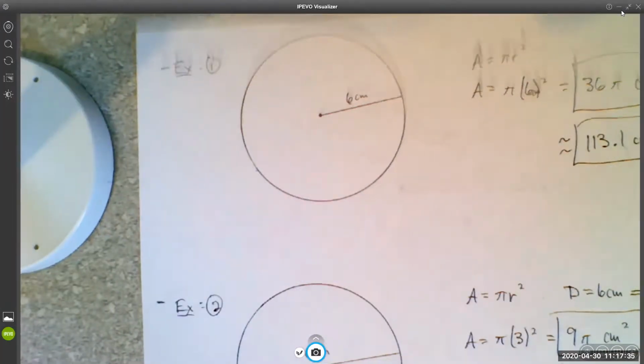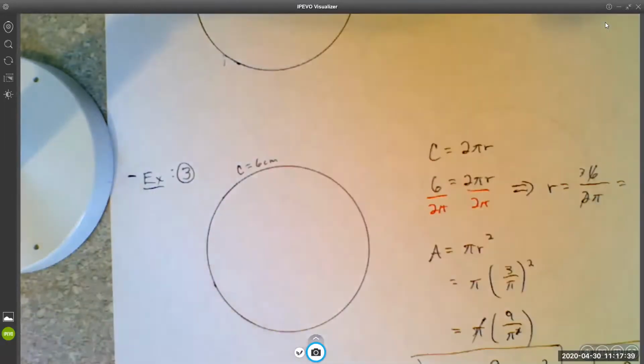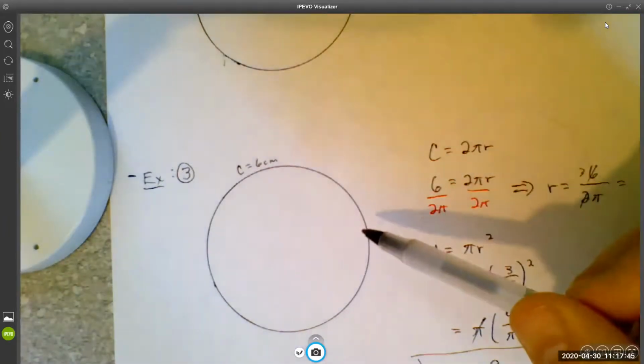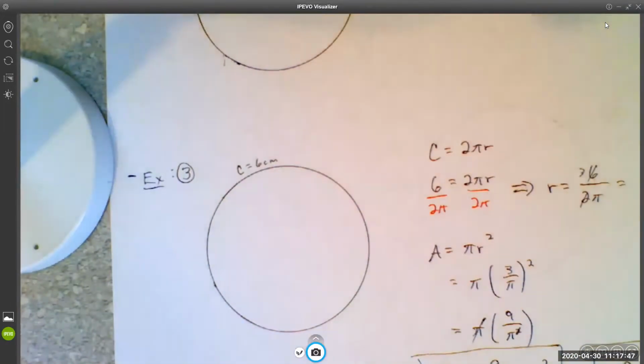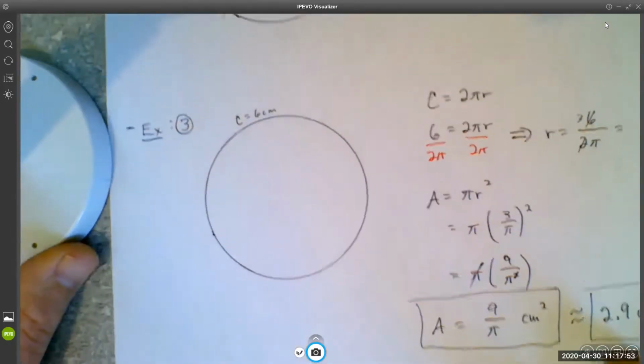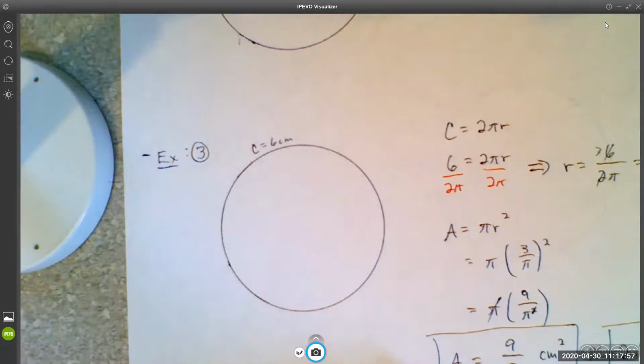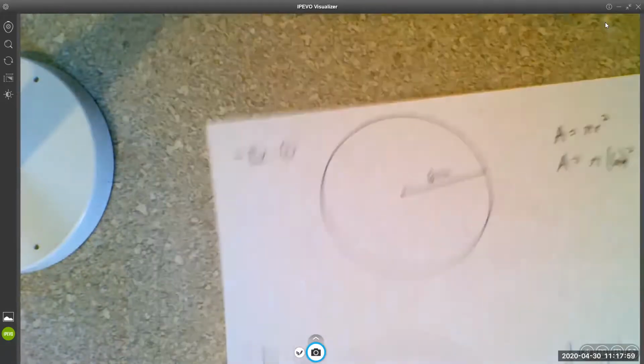So those are just some basic examples. Of course, we could go the other way around here. We could be given an area and then be asked to find the circumference, right? But I'm not going to take you through all the nitty-gritty details. You should be able to work that out if you understand what these formulas are, what they mean, where they come from.